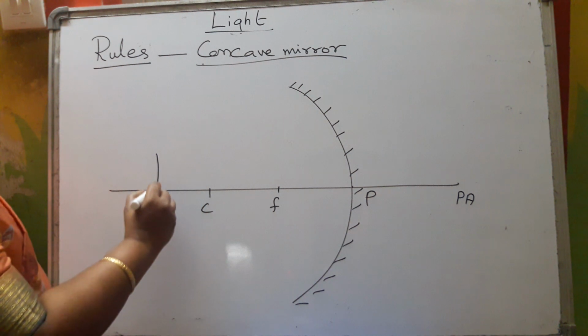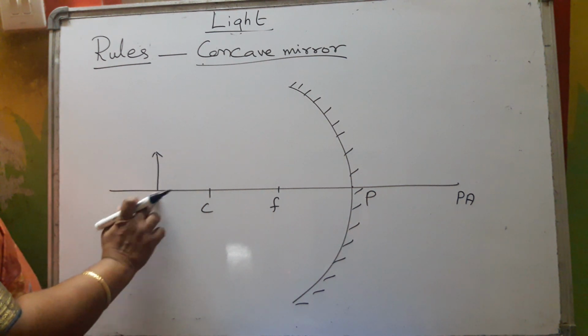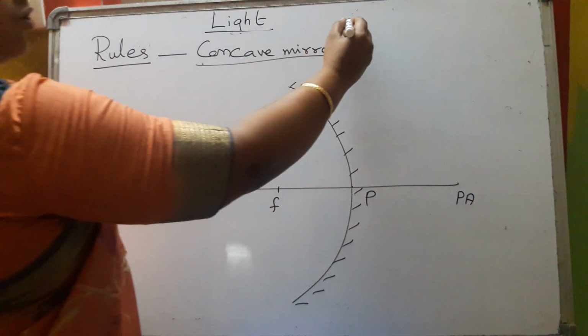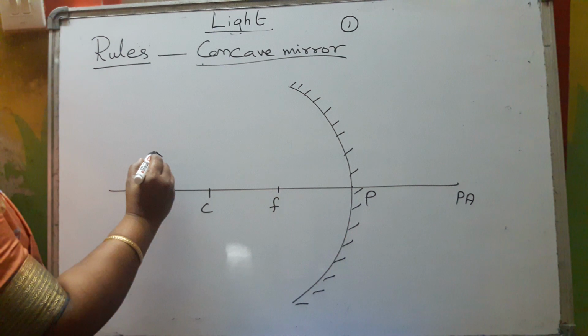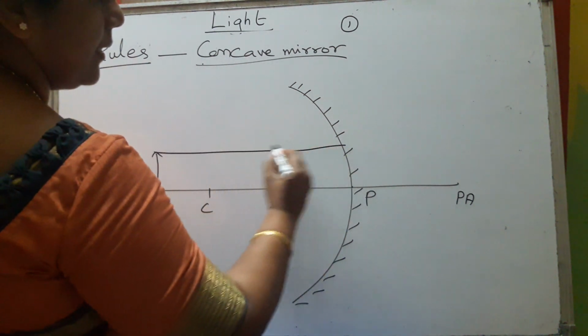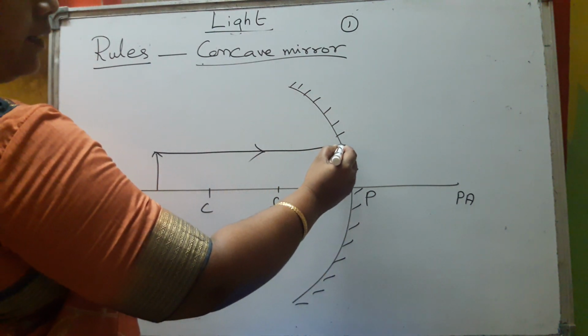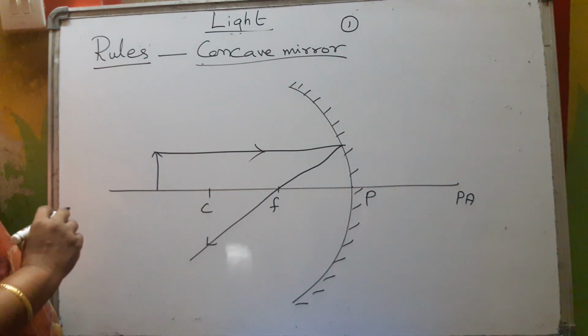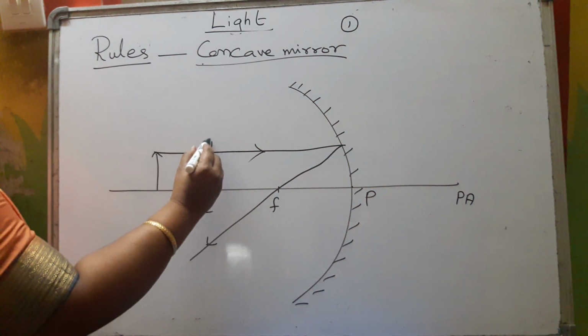Children, this is going to be the object. I am placing the object on the principal axis. The first rule: a ray of light moving parallel to the principal axis has to pass through focus. The reflected ray has to pass through focus. That's going to be our first rule.